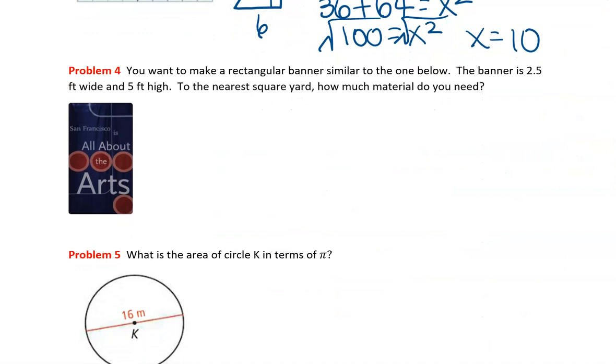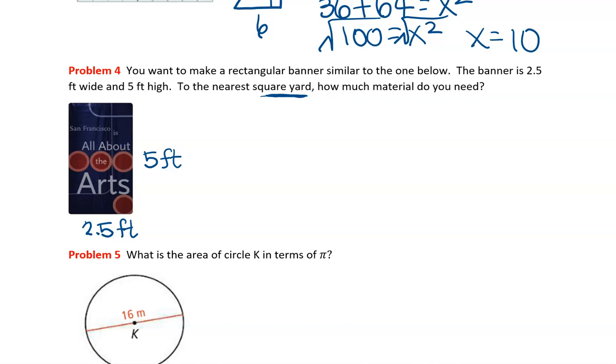Problem number 4, you want to make a rectangular banner similar to the one below. The banner is 2.5 feet wide and 5 feet high. To the nearest square yard, notice the label change there, how much material do you need? You can try this one on your own and come back and check if you'd like. This one is on the top of page 62.